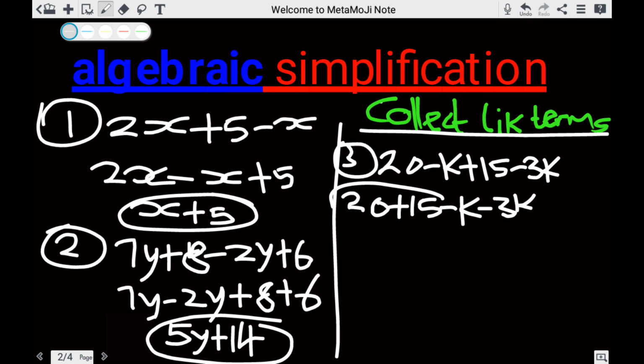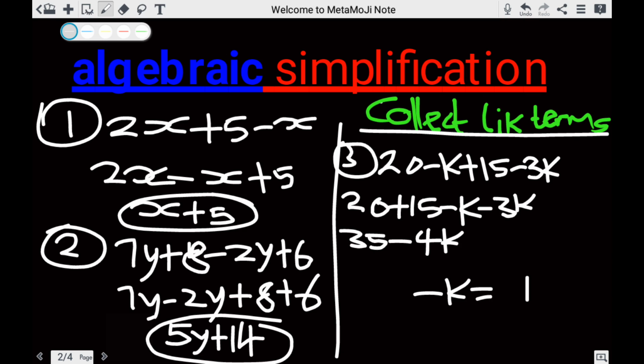So now, what is 20 plus 15? 20 plus 15 is 35. Then what is minus k minus 3k? Minus 4k. Minus k has a coefficient of 1. Then the coefficient is 1. And the coefficient is written behind this k. But when you don't see a coefficient, which is the number that is multiplied to a term, you should know that the coefficient is always 1. Any invisible coefficient is 1 for any term.